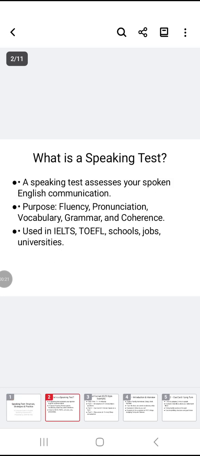First of all, what is a speaking test? A speaking test assesses your spoken English communication. And what is the purpose of a speaking test? In the speaking test, the examiner will test your fluency, pronunciation, vocabulary, grammar, and coherence. What you have learned and what you can do, you will be tested by the examiner. Normally it is used in IELTS, TOEFL, schools, jobs, universities, and multinational companies.